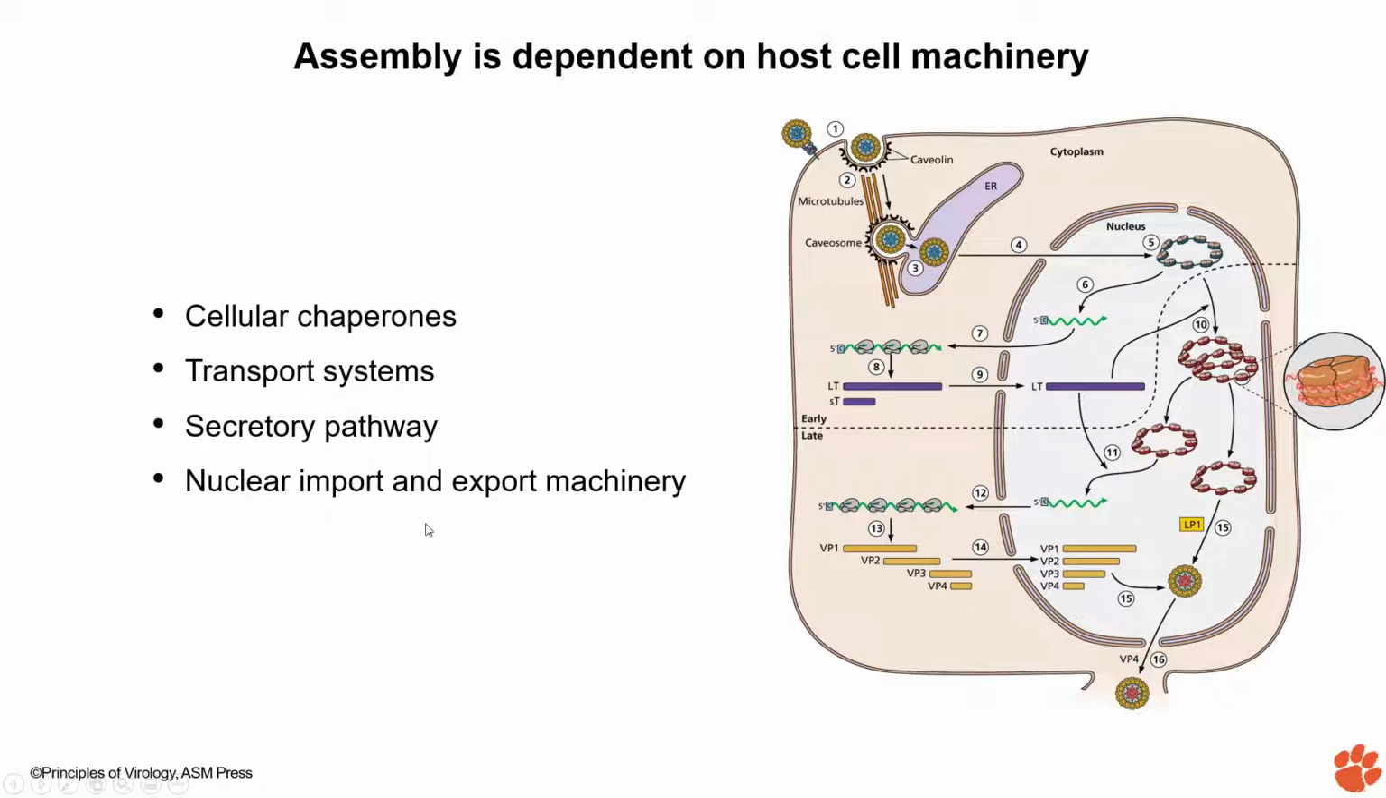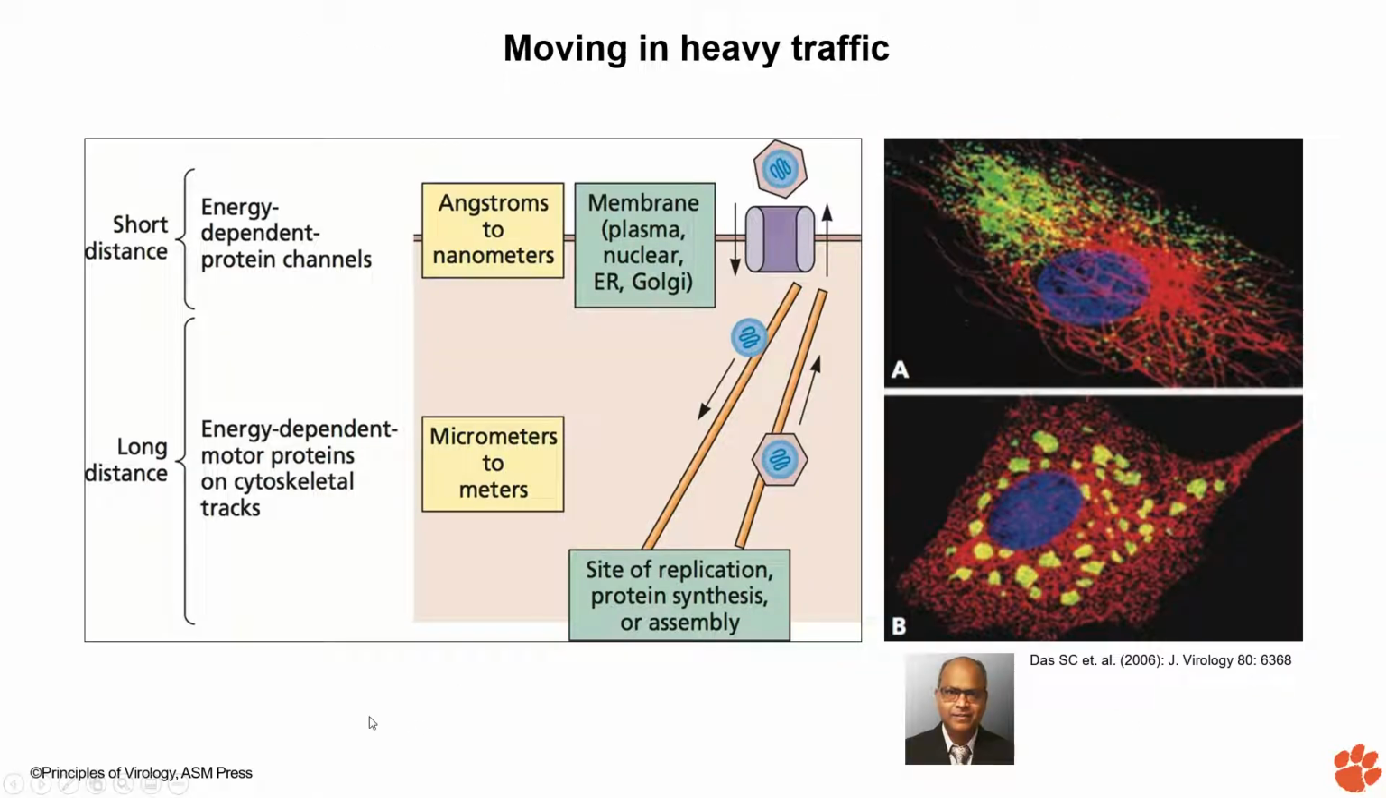So these are all imports. Where you need the export, you need the genome or the associated genome and the proteins to be exported outside, because the virus needs to be released from the cell. So you need all of these. So here is moving in heavy traffic. And what we are trying to explain is that the cytoplasm is almost like a gel-like consistency, and nothing happens in there very fast.